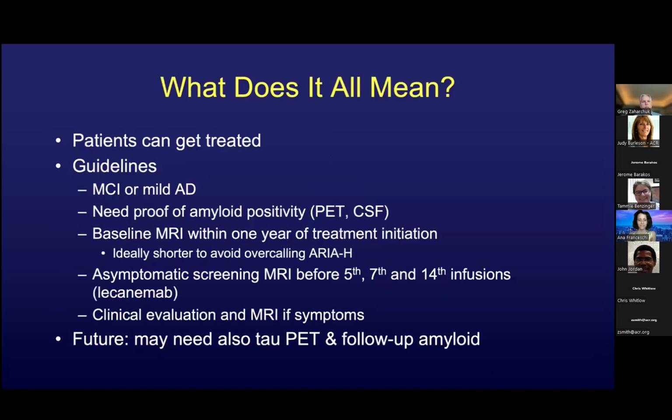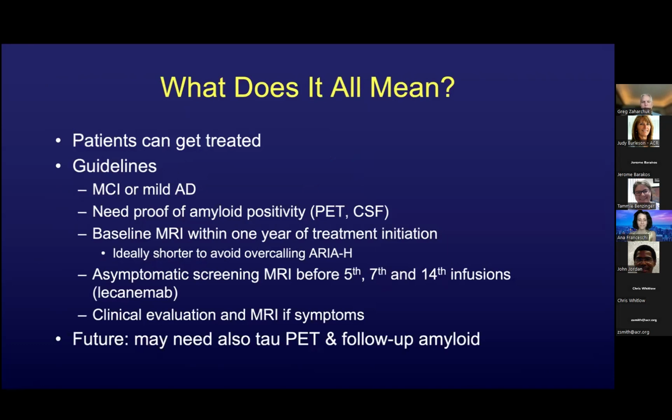Okay, what does it all mean? It means that patients can get treated. The guidelines really are for MCI and mild AD. We need proof of amyloid positivity. We need a baseline MRI within 1 year. We need asymptomatic screening MRIs as shown here, and then clinical evaluation and MRI if symptoms are present.